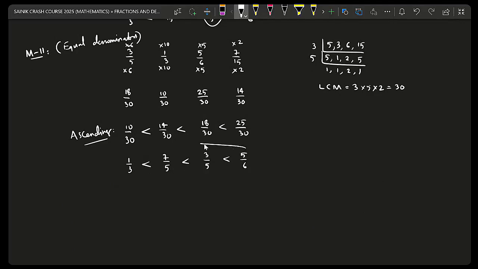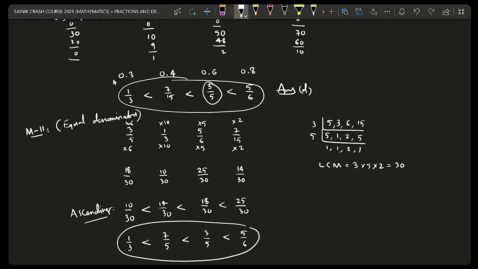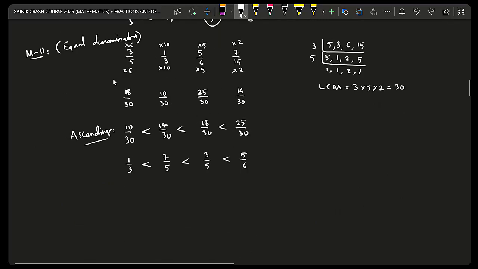We got the same order as the previous order, right? Yes, sir. In the previous method we also got the same: 1 by 3, 7 by 15, 3 by 5, 5 by 6, right? Method is different, but we got the same order. Now, can you say the second highest fraction in this? 3 by 5. So this is the answer.